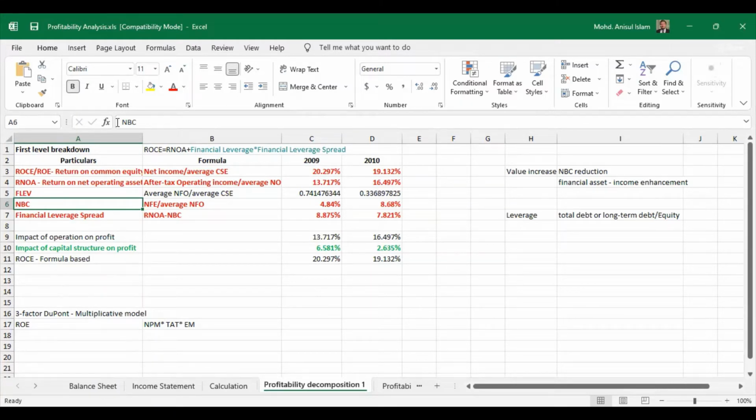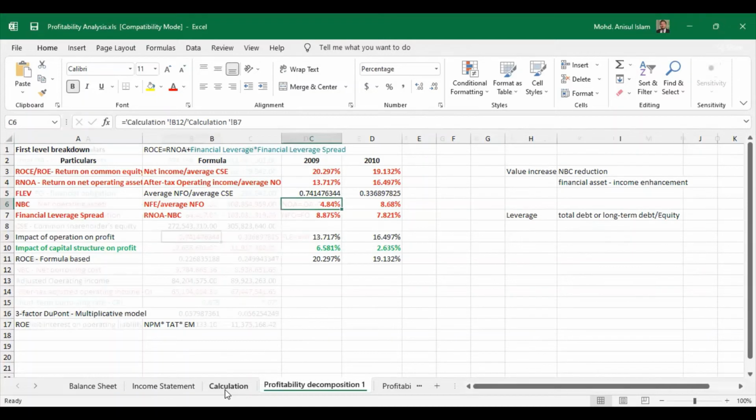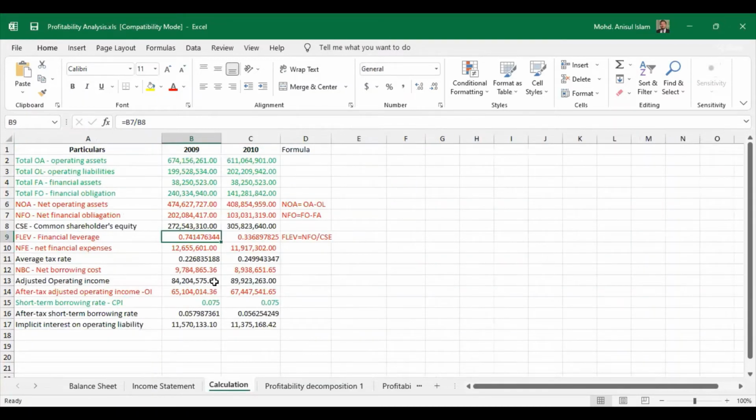Okay, let's check. Tax adjusted net financial expenses, fine. So let's try to find out the net financial expenses. You see that we measured this net borrowing cost, the one which I have selected. Is this the after tax amount or before tax amount? So you have mentioned it precisely that it is the after tax net financial expenses. Okay, this one.